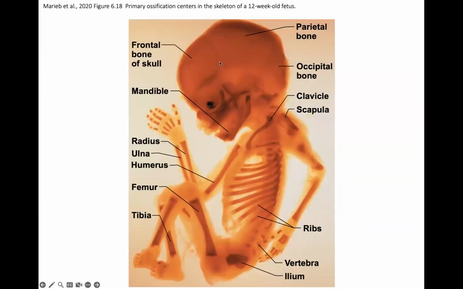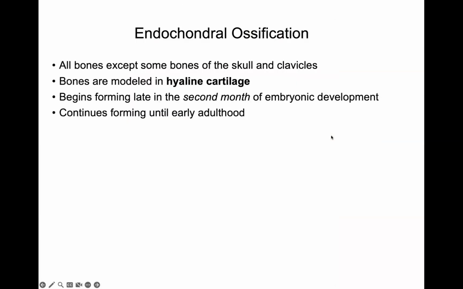So this is just a diagnostic, no fetus was harmed. This is just showing a 12-week fetus, and we've got the skull, the mandible, and the clavicle, okay? And this is from your textbook. Now, how does that differ from the other method of bone formation? This is called endochondral. This is within cartilage.